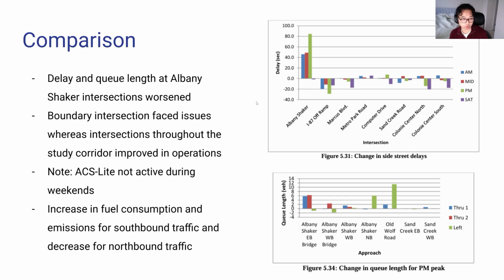And again, Albany Shaker is one of those boundary intersections that I mentioned at the beginning. The reason you might have seen delays or queues during the weekend, on Saturday, was that ACS Lite was not active during the weekends, so I didn't take the weekend data into account when comparing the two. Also, there was an increase in fuel consumption and emissions for southbound traffic specifically, and a decrease for northbound traffic.